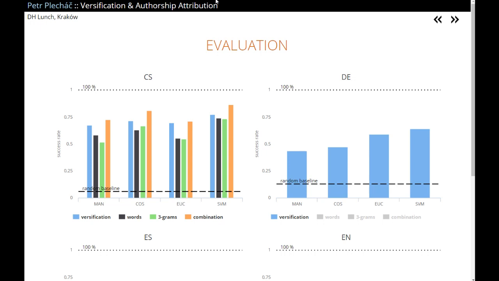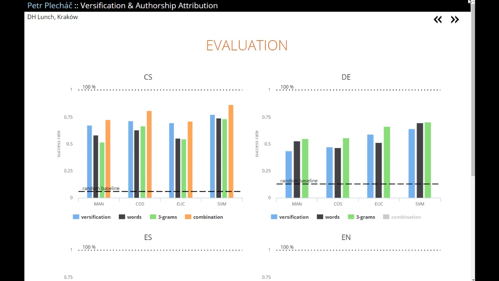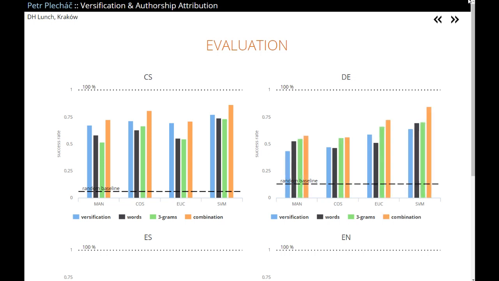These are the results for the German corpus, which are not that good, but still we have some 64% of accuracy with support vector machine when we are dealing with versification. These are data for words. It outperforms versification with these two methods. These are data for trigrams, which are even better. But once again, the combined vector performed the best of them all.